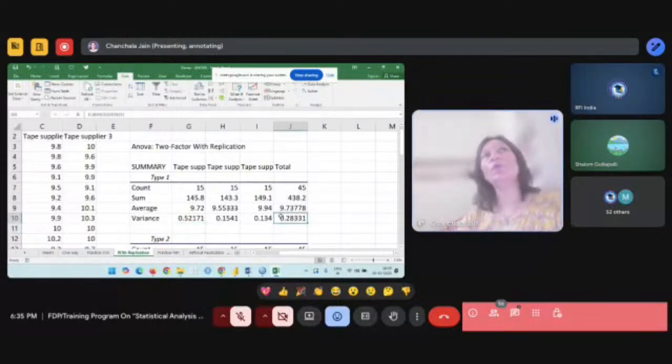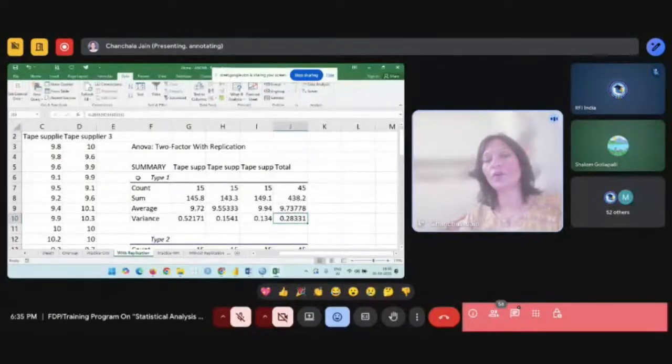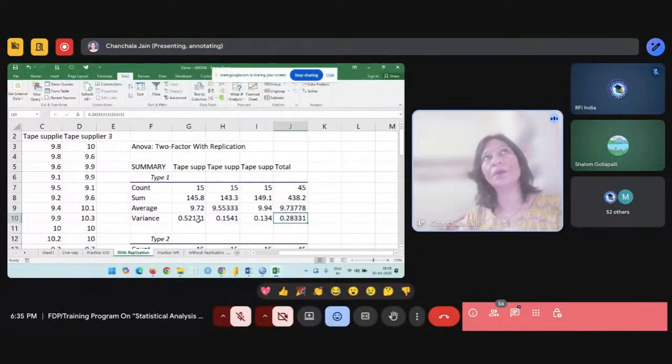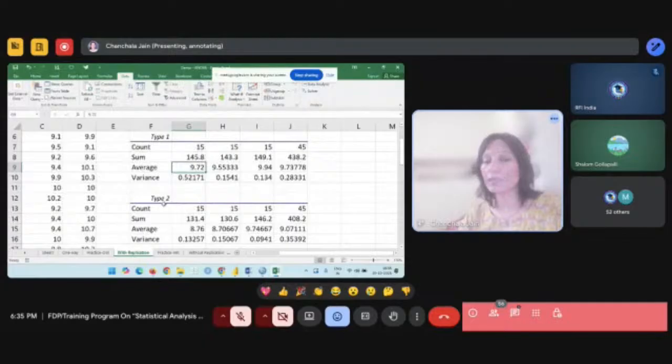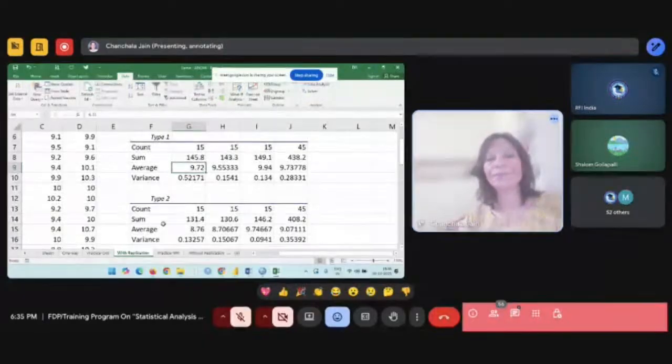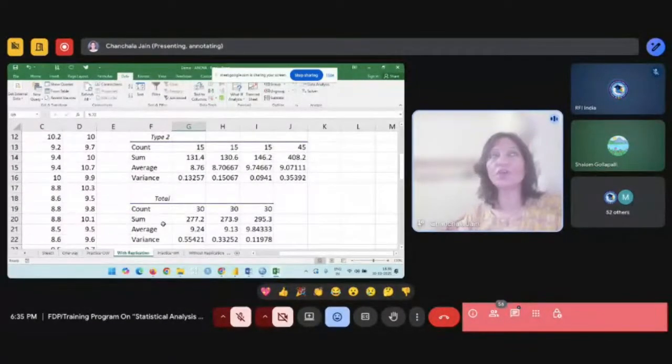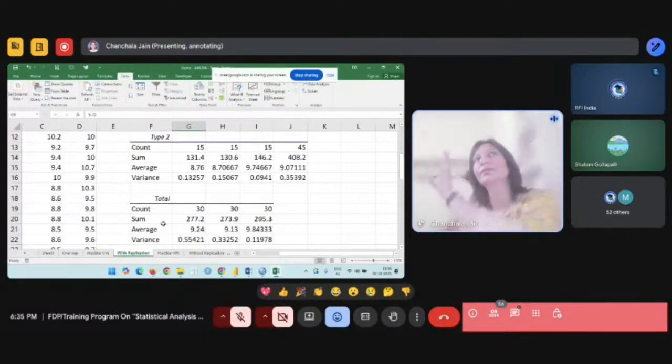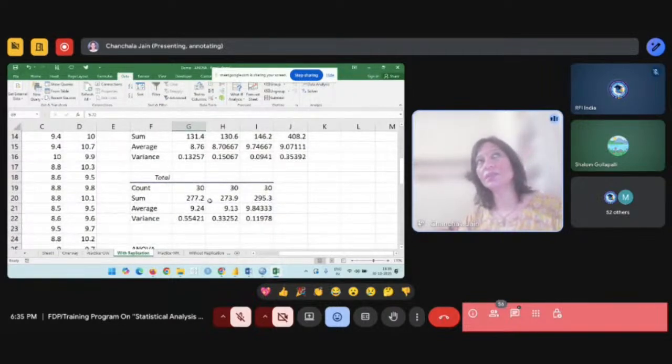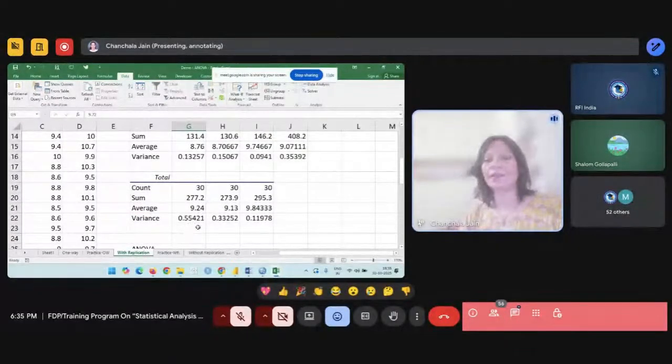Okay, so we will talk about it further. You are getting the average mean strength from all three suppliers for type 1. Similarly, the variance in the tape strength for all three suppliers for type 1. Similarly, you can read the second table for the type 2 box. The next one is the combination of both. Irrespective of type 1 and type 2, you are considering 30 observations, and you get the tape strength sum, average and its variance.